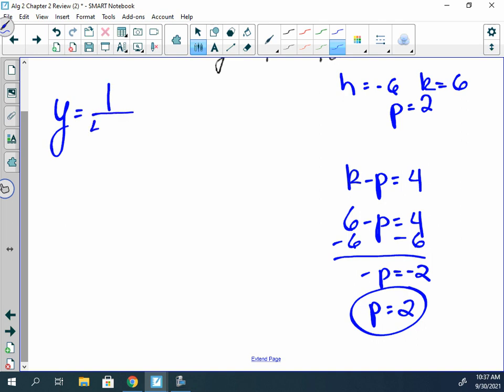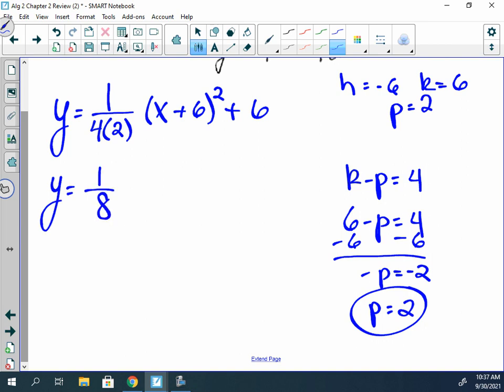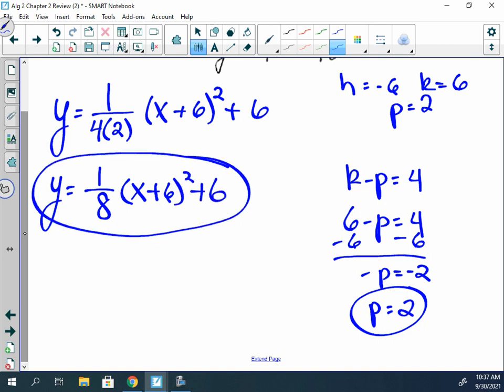So y equals 1 over 4 times p. Well, p is 2, parentheses, x minus what? -6, or x plus 6 squared plus 6. And again, when plugging those in, be careful that you're plugging in correctly for h and k. 1 over 4 times 2 would be 1/8 times x plus 6 squared plus 6. And that's it.